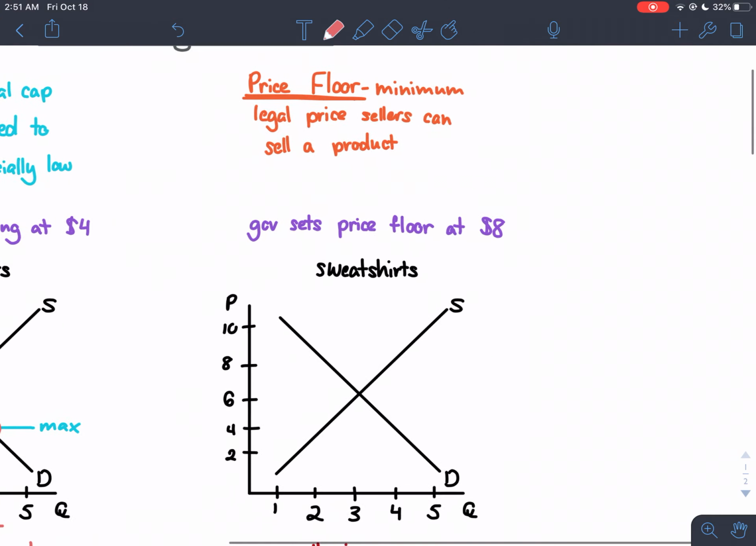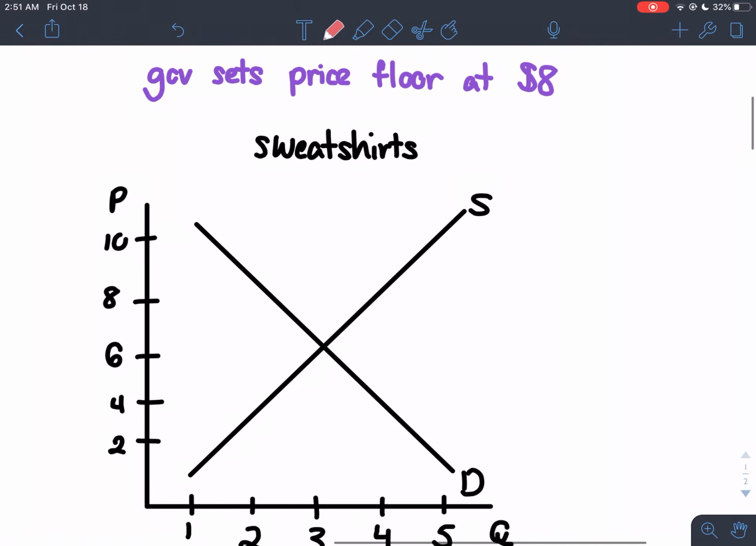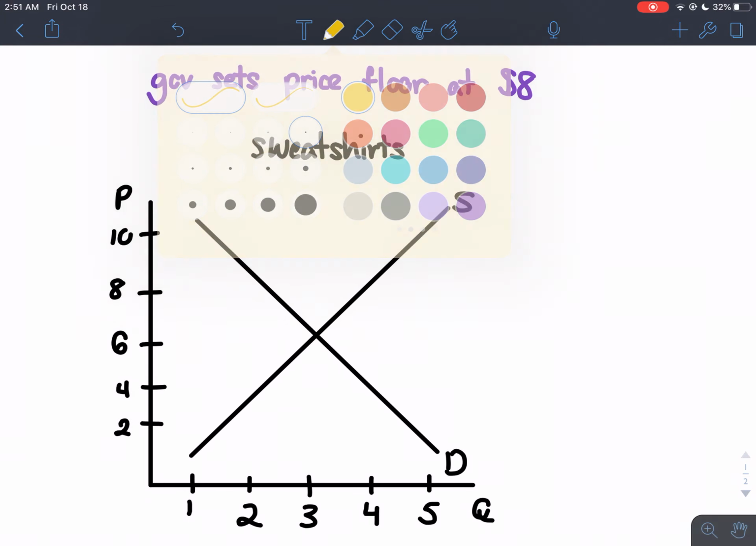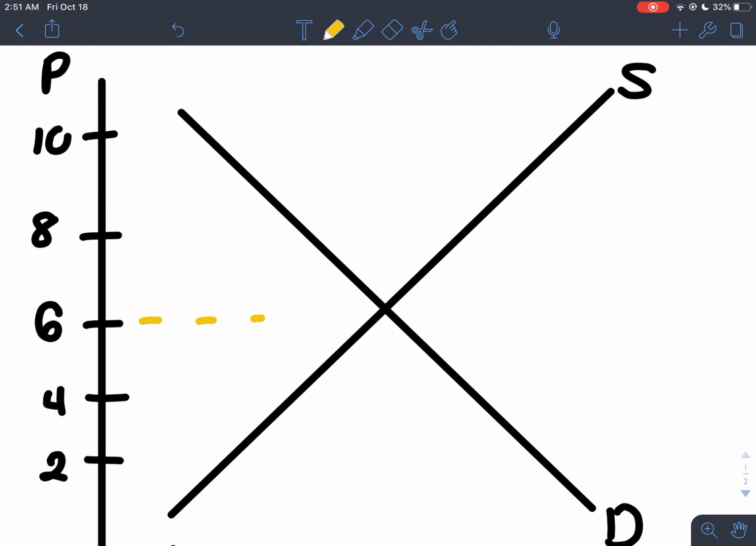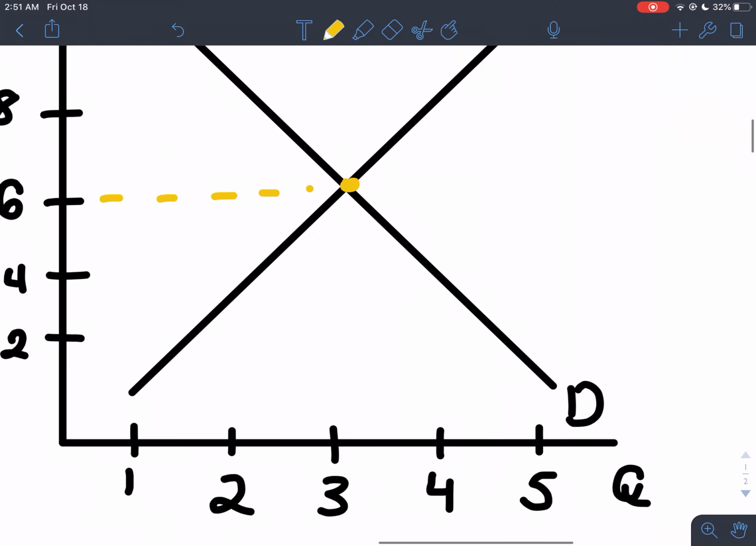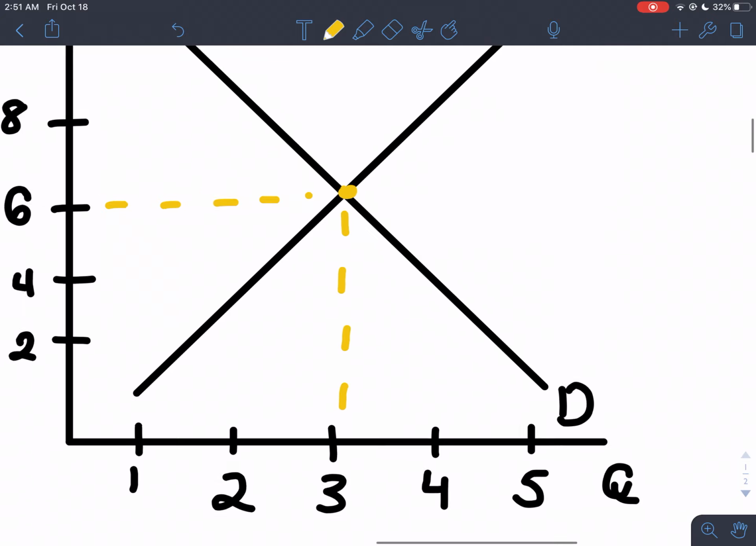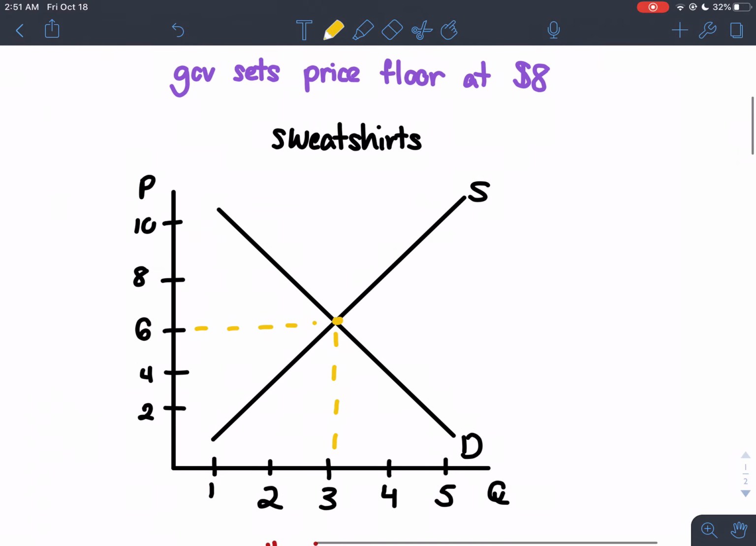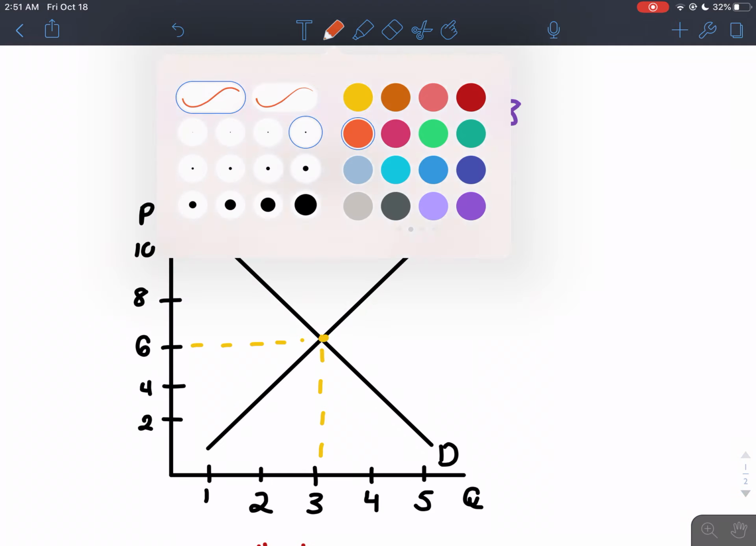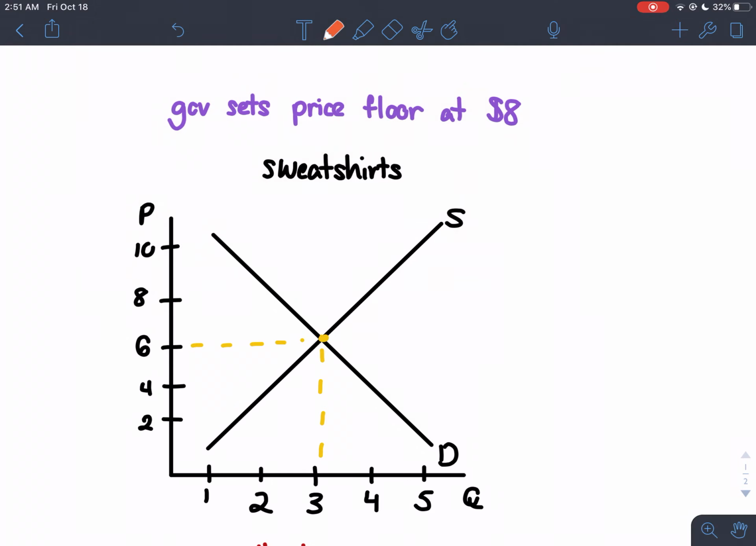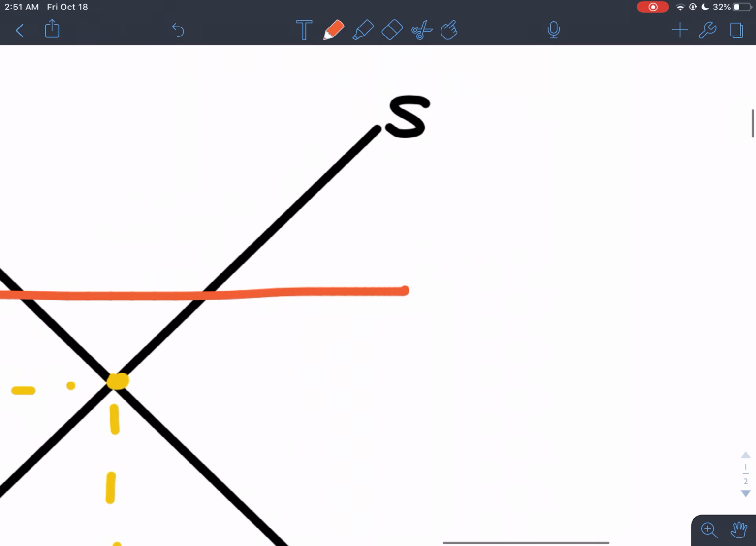Now let's look at an effective price floor. So the government sets a price floor at $8. So again, let's graph the equilibrium so we can check out what this is doing to our market for sweatshirts. Again, it's at $6 and 3 quantity. So the government sets a price floor at $8. Draw that across, and I just like to write minimum.